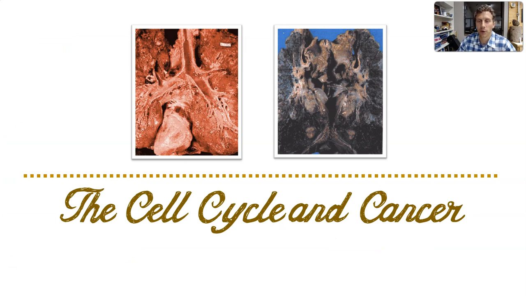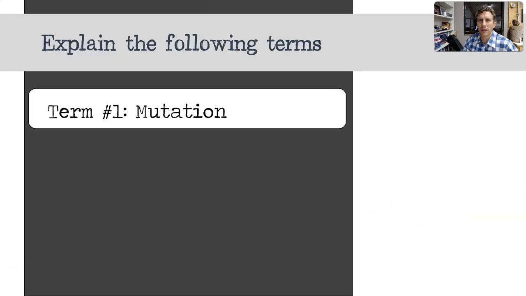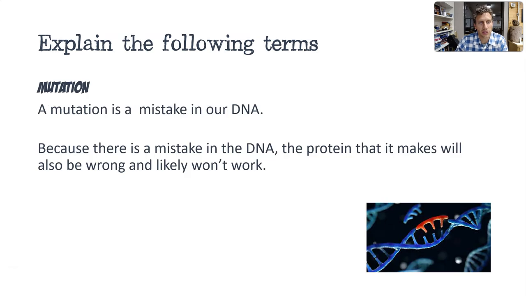Next, we talked about cancer. And cancer is an important part of this unit because cancer is a group of diseases where the cell cycle, cell division, is out of control. In this section of the unit, there are 7 different terms that you need to have a good grasp of. The first one is mutation.